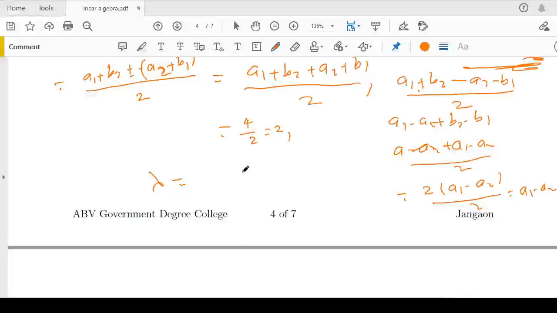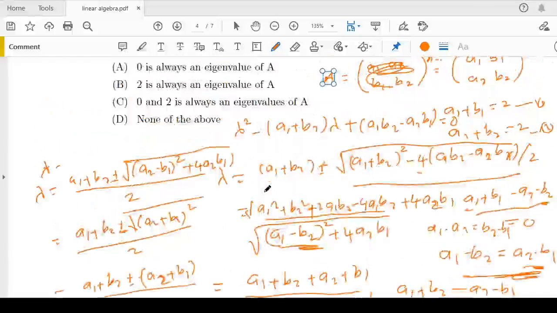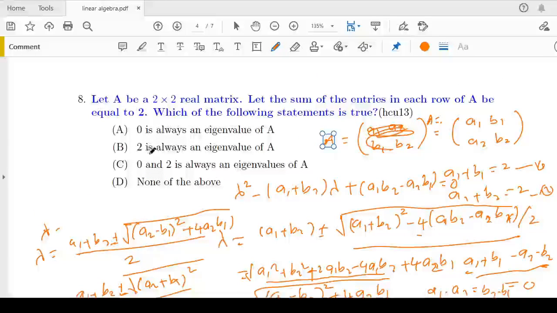Therefore, the characteristic roots are 2 and a1 minus a2. Therefore lambda equal to 2 is always an eigenvalue for this equation. Therefore 2 is always an eigenvalue of A. 0 is an eigenvalue if a1 equal to a2. Therefore option B is the right answer.